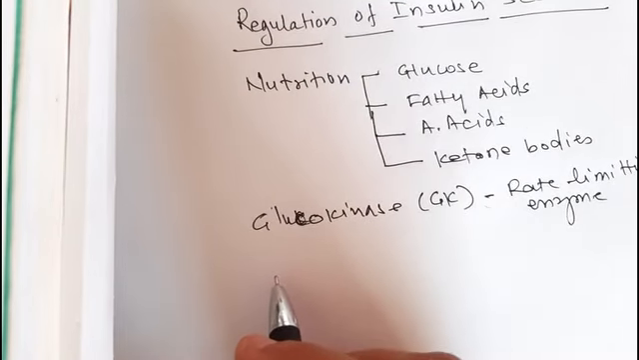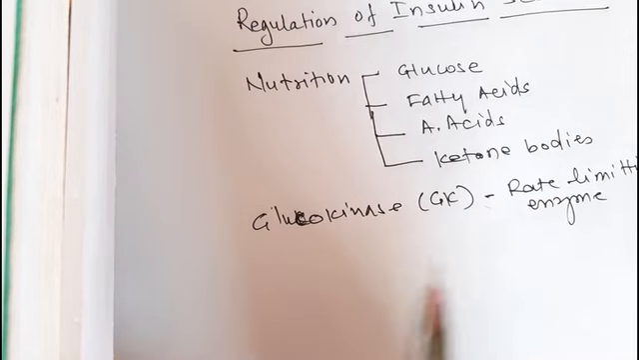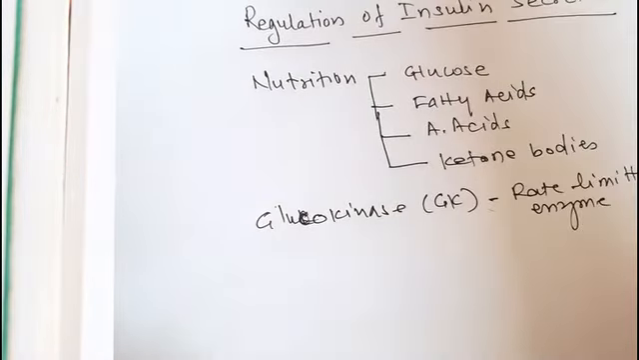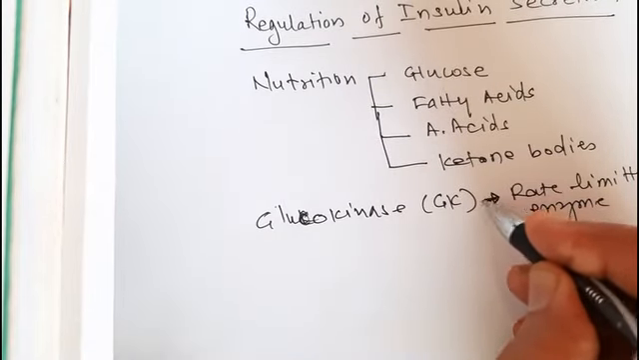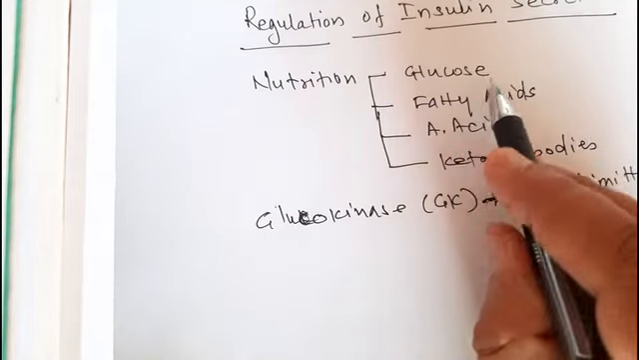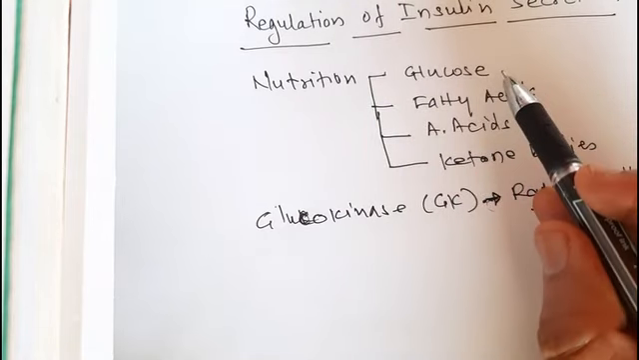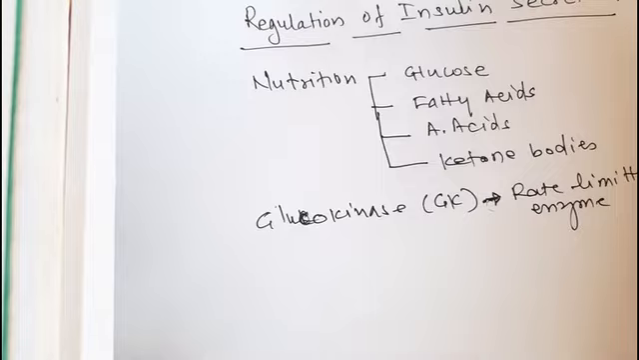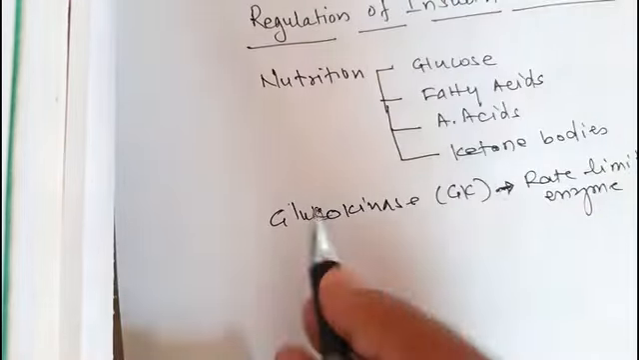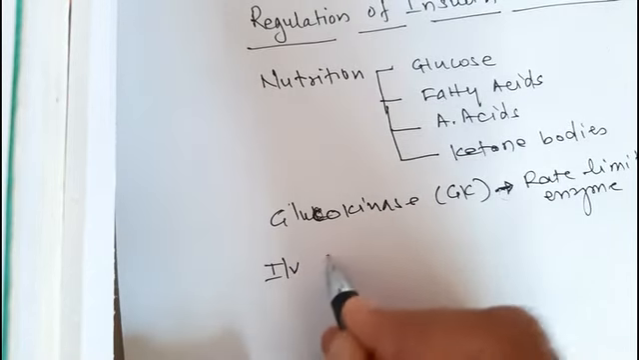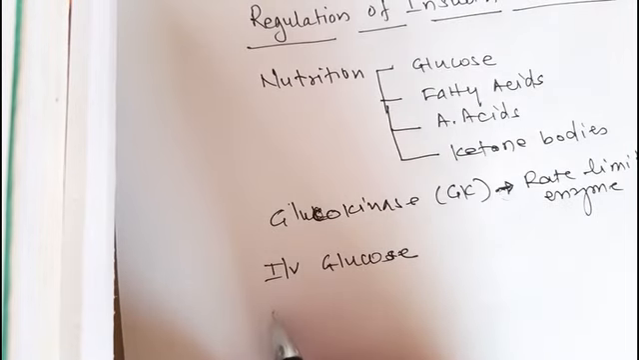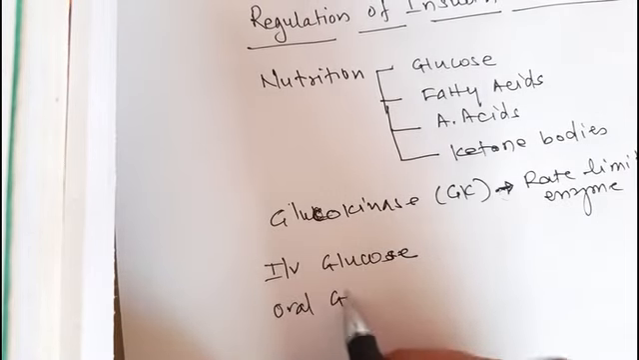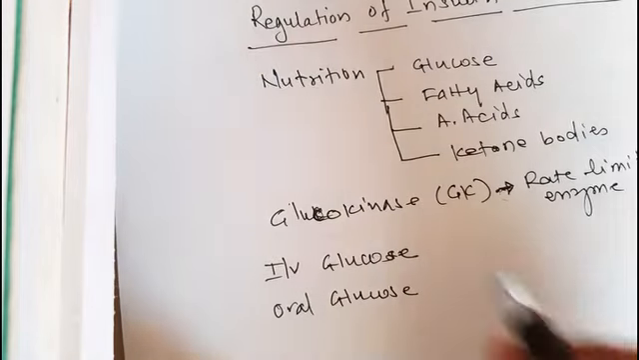Now another important thing is how insulin is stimulated. We are saying glucose is a potent, important stimulus for insulin secretion. So if we give glucose intravenously, and if you give oral glucose in the individual, what will happen?